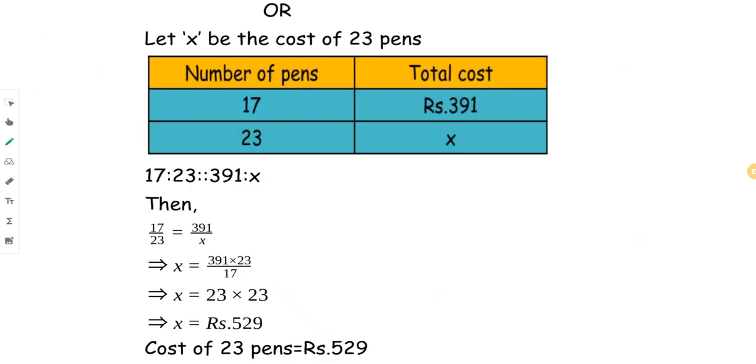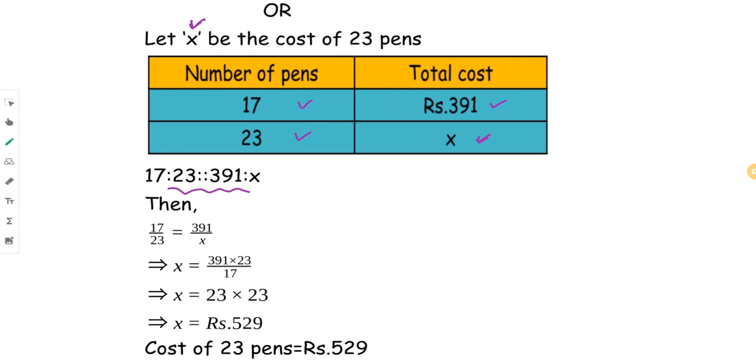You can choose whichever method you want. You don't have to do both in your exam. Clear? So once again, they told us to find the cost of 23 pens. Since we don't know, we'll take it to be X for now. When you look at this table, you already know that 17 pens are bought at rupees 391, but for 23 pens we don't know, so we try to find the cost. So the information in the table can simply be written like this.